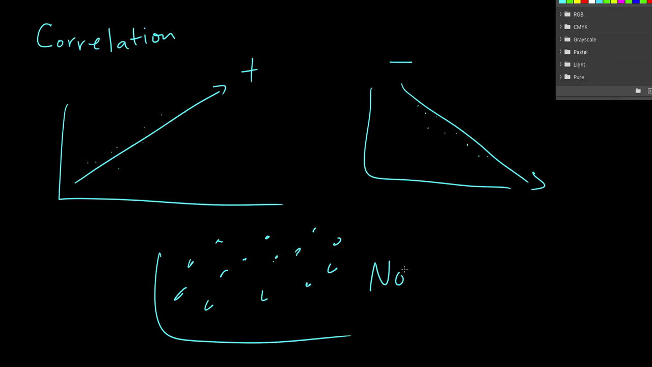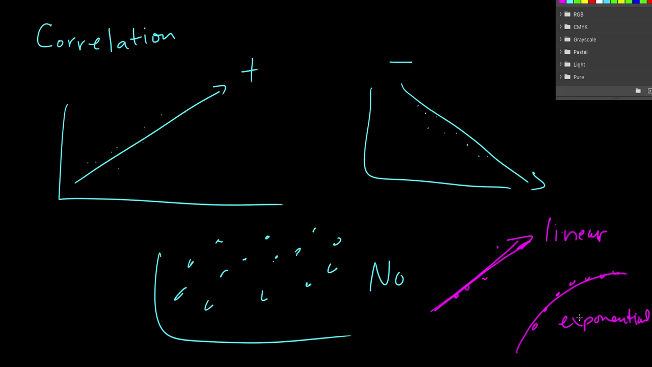Okay? Now, correlation doesn't have to be linear. If we have dots that look like this, obviously that is going to be linear correlation. If we had dots that looked more like this, maybe that would be exponential. Okay, we could also have quadratic. You can have any type of function for correlation.